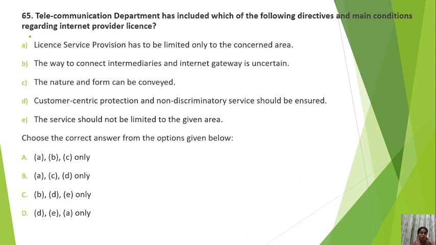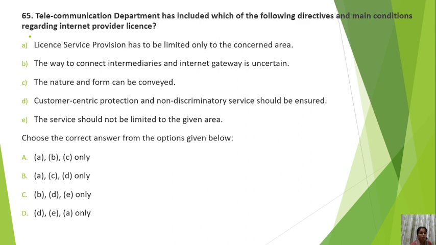In these multiple option questions and long statements, try to find the wrong ones or try to find the right ones. Generally, statements which are general in nature and positive are right. So, if you see option C, the nature and form can be conveyed, seems to be right. Then D, customer centric protection and non-discriminatory service should be ensured, also seems to be true. But if you see option B, the way to connect intermediaries and internet gateways is uncertain, it is an extreme, negative statement, so eliminate option B.